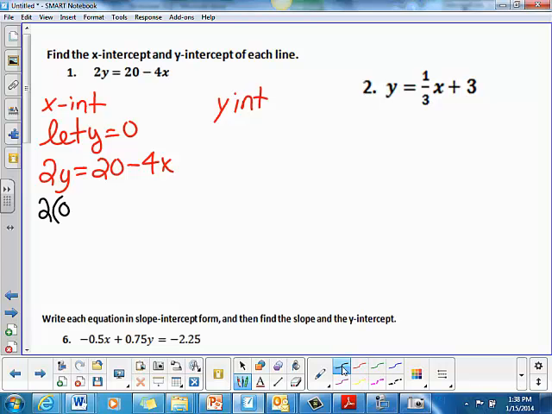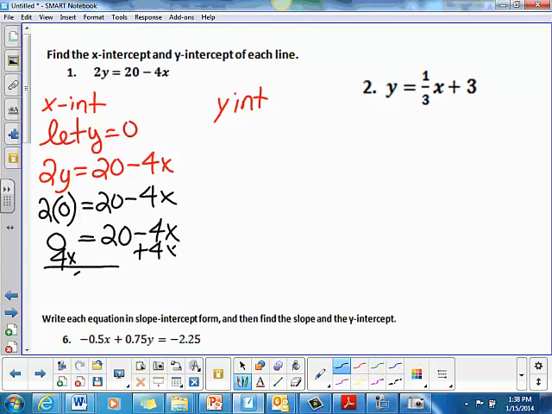2 times 0 equals 20 minus 4x. All right? So what is 2 times 0? 0. So I have 0 equals 20 minus 4x. Remember, we're solving an equation. I want to get all the variables on one side, constants on the other. So do you want me to subtract 20 or add 4x to both sides? Your call. Add 4x. 0 plus 4x equals 4x. So when I do that, I have that 4x equals 20.